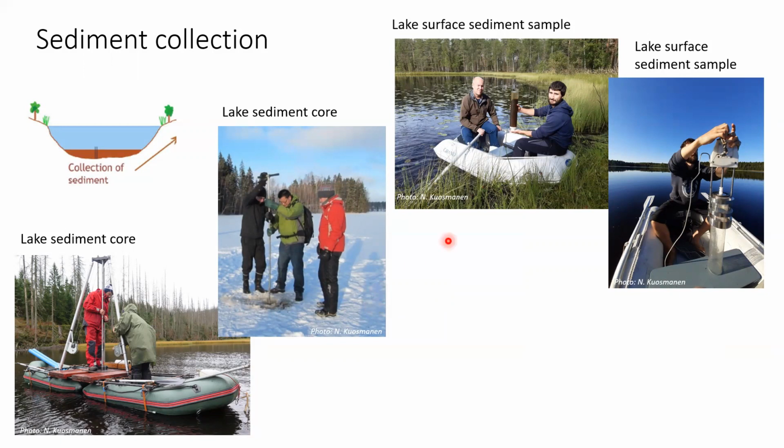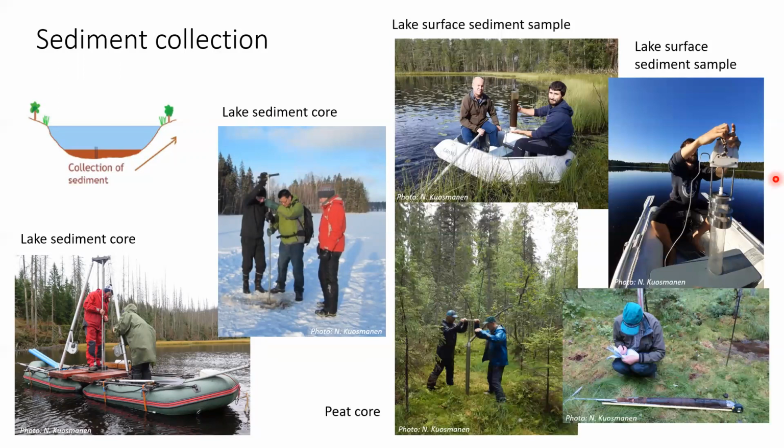Usually you go during the summer and take it from the boat, but you can also do this through the ice during the winter. Then there are the peat cores that will be taken from mires or small peat depressions that are inside of forest, and then you will end up with a peat core. Usually these are done with different kinds of corers. Here is a Russian peat core that is used for taking sediment core.